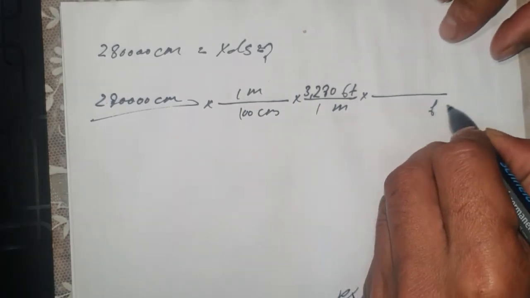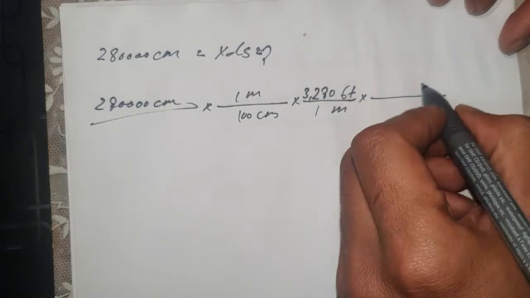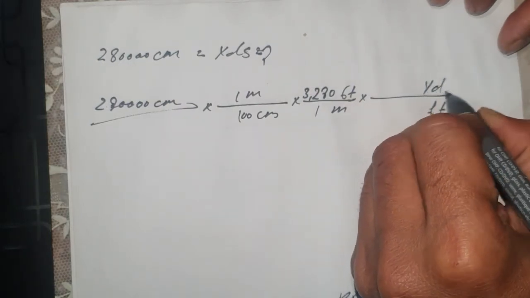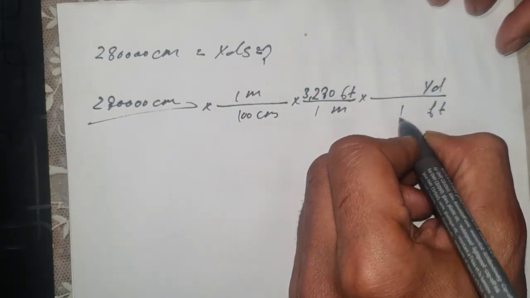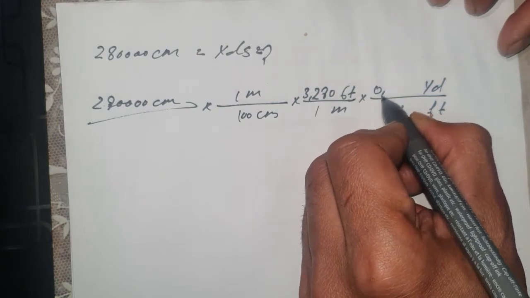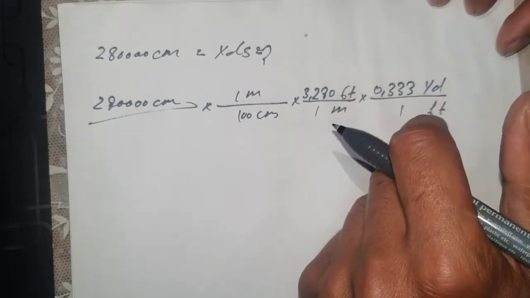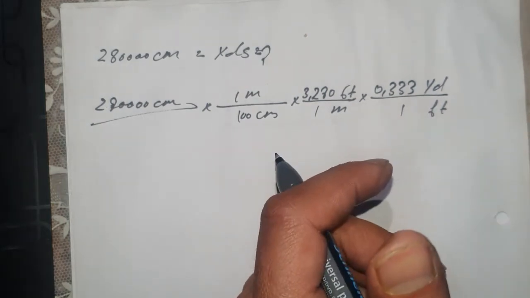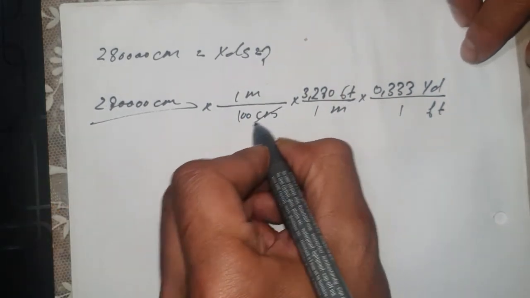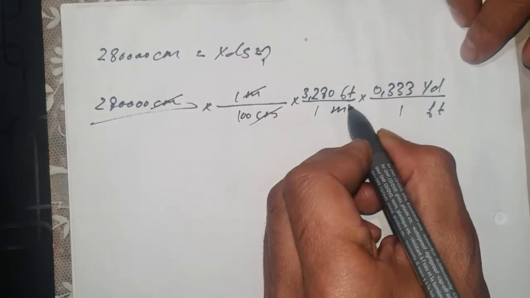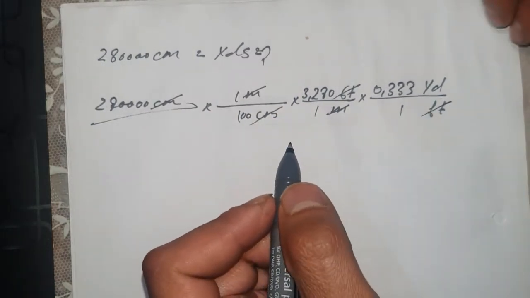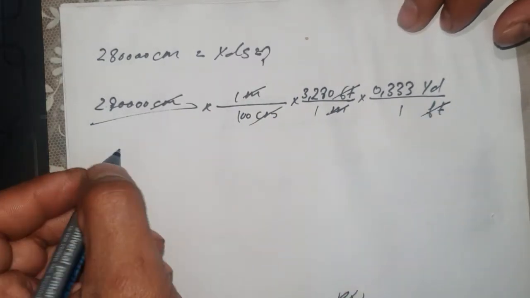So in the denominator we'll get the foot, and in the numerator we'll get the yards. So in 1 foot we have 0.333 yards. And now we will cancel: centimeter with centimeter, meter with meter, foot with foot, and we'll see what we end up with.